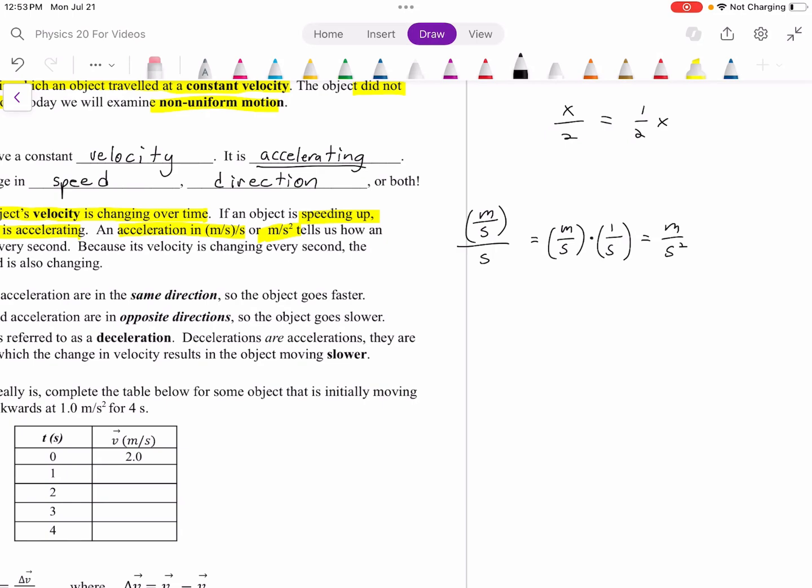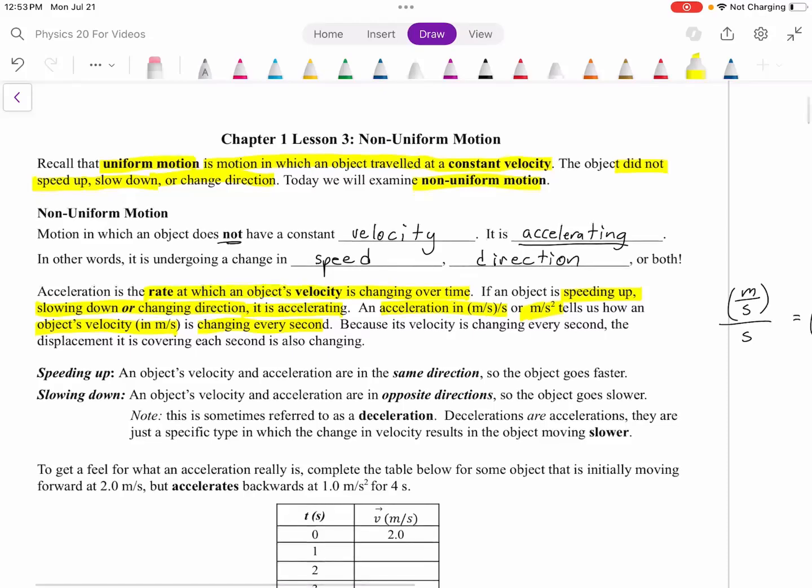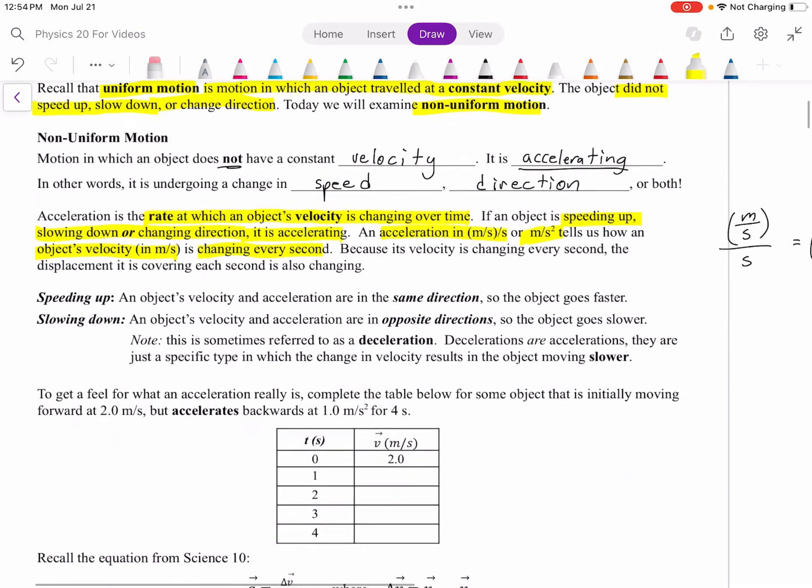So in acceleration, yes, we say meters per second squared, but when you're first getting used to the idea, I do find it a little more helpful to really think of it as a meter per second, right? Because it's how much is the velocity changing by each second, right? It tells us how an object's velocity in meters per second changes each second. That's its acceleration. Okay, so just like velocity was the rate at which displacement was changing, acceleration is just one layer deeper. It's the rate at which velocity is changing.